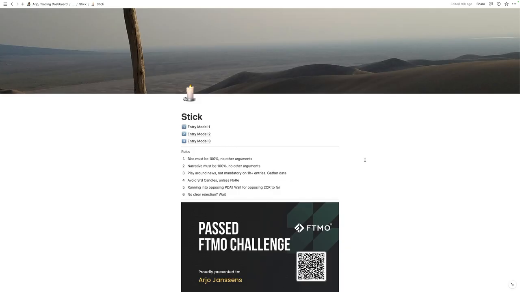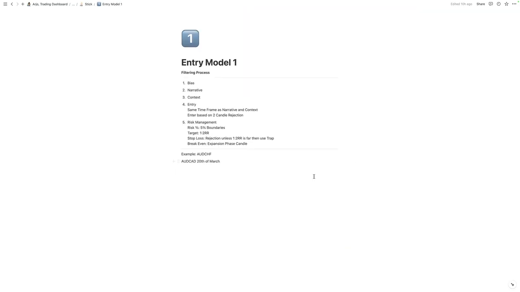Now let's dive into the entry models. Entry model number 1, again based on a filtering process. So everything we have gone over thus far, the filtering process, you would use that for this entry model and for this trading plan. Bias, narrative, context, all again based on the filtering process we went over thus far.